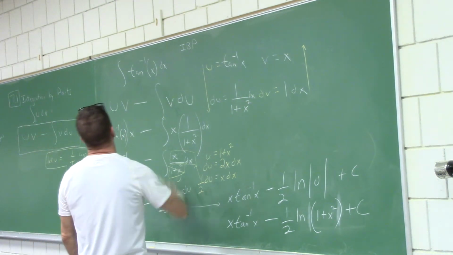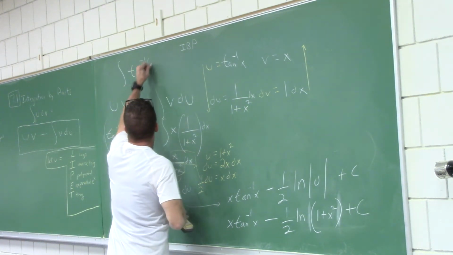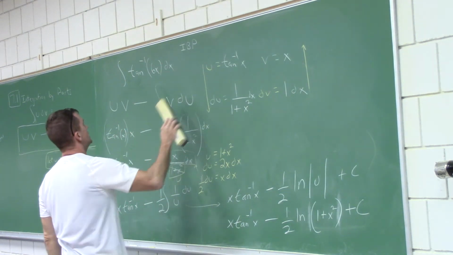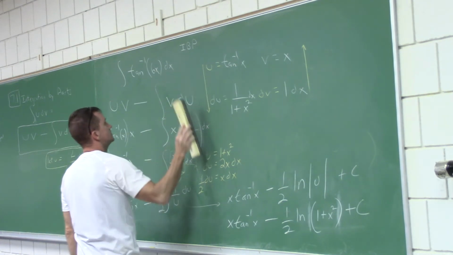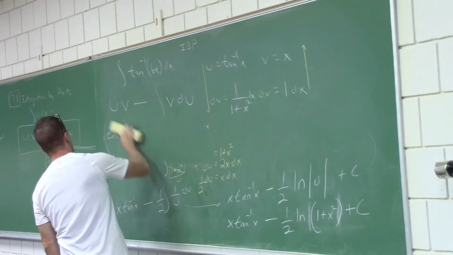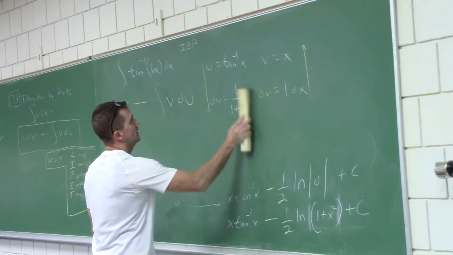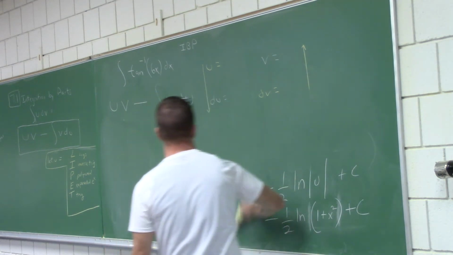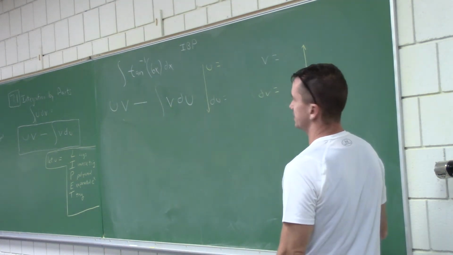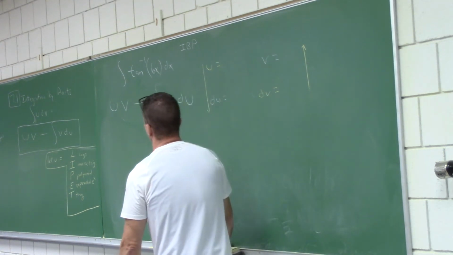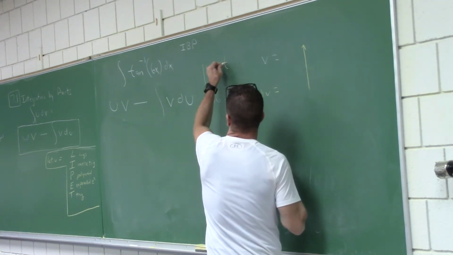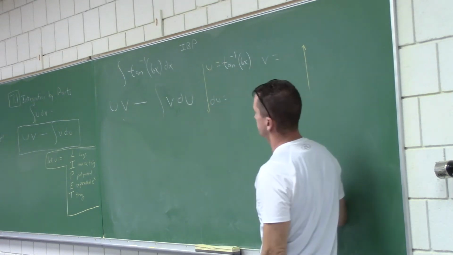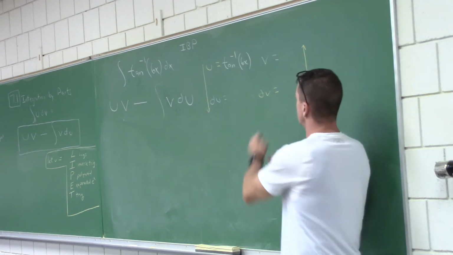Okay, let's do another one. It may look the same. Try that. Inverse tan of 6x. I'm going to wipe this out. Inverse tan of 6x. Well, this should be the same deal. We all know what's the u: inverse tan of the 6x. What's the dv? Just the dx.